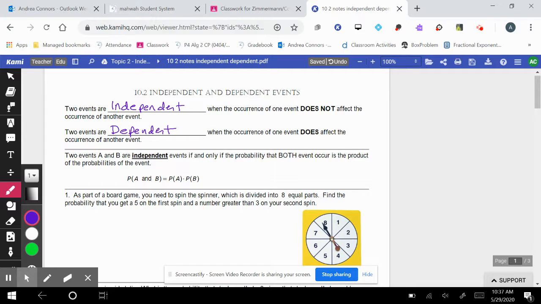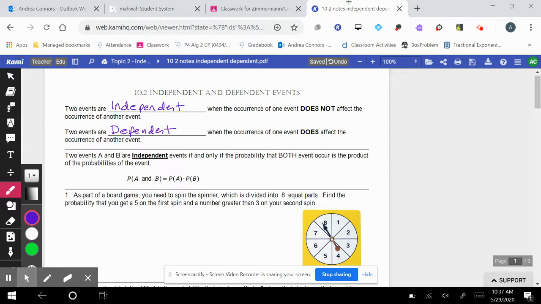So for example, if I have everyone in class and I pick one student to be speaker and another student to be the recorder, obviously if I pick one student to be the speaker, that's going to affect how many students are left to be the recorder. So those would be dependent events.